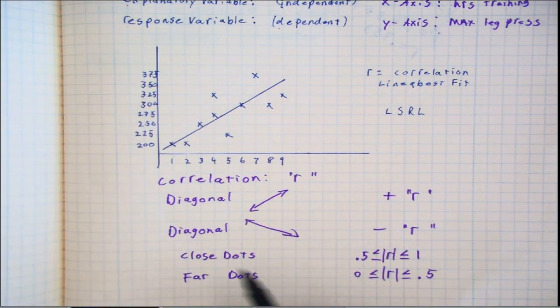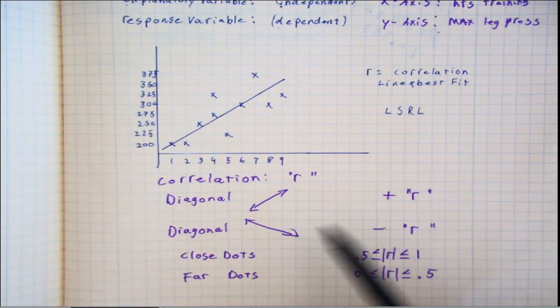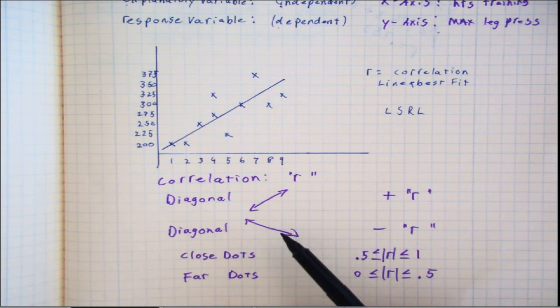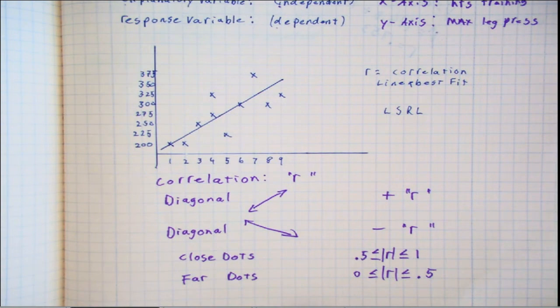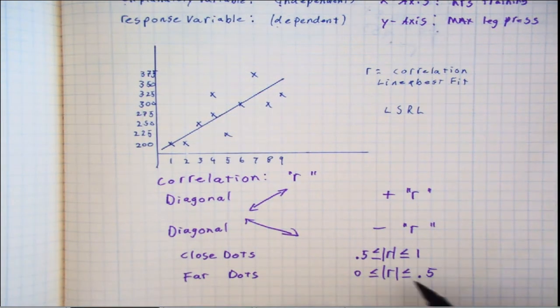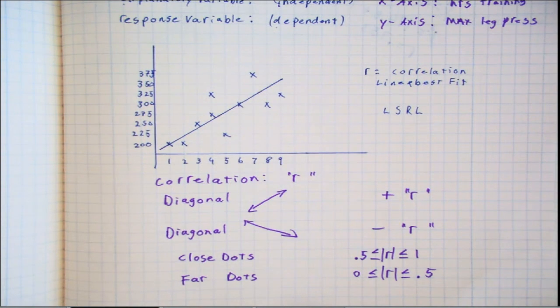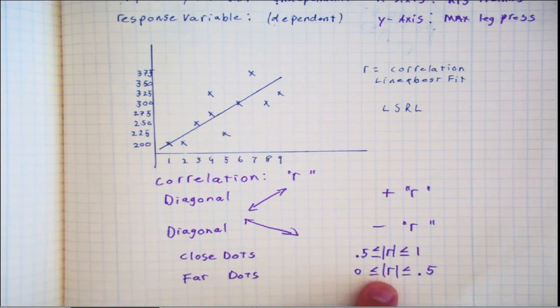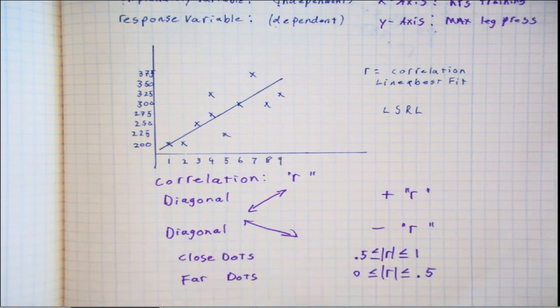So two things to remember is the sign goes with the way that the line falls or rises, and close dots goes with the way the number is. If it's close to 1, they're going to be close together. If it's not close to 1 and closer to 0, it's going to be scattered.